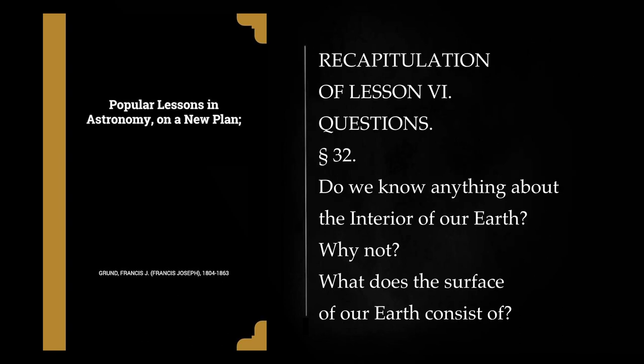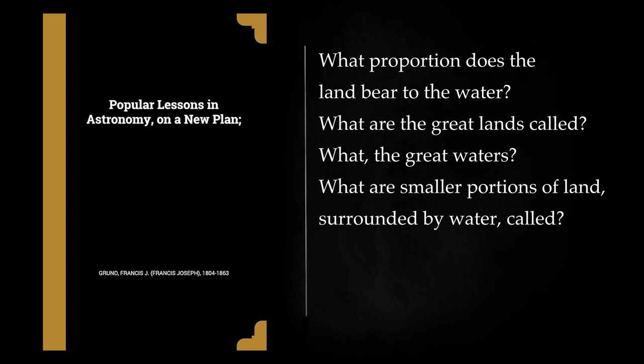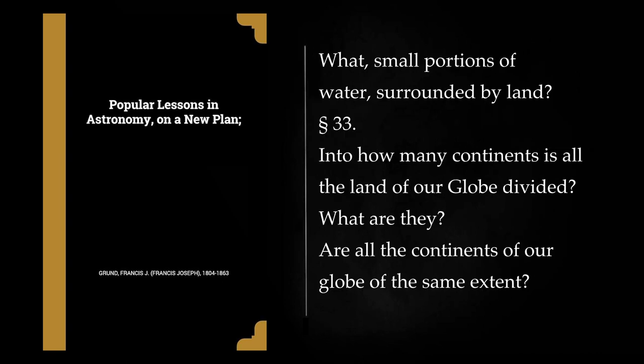Recapitulation of Lesson 6. Questions. Section 32. Do we know anything about the interior of our Earth? Why not? What does the surface of our Earth consist of? What proportion does the land bear to the water? What are the great lands called? What, the great waters? What are smaller portions of land, surrounded by water, called? What, small portions of water, surrounded by land?